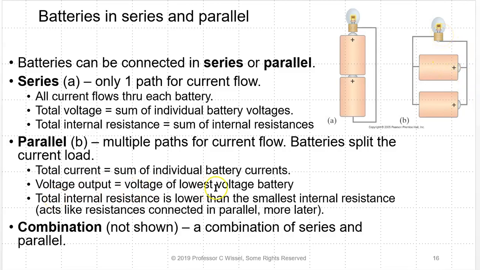The voltage output is the voltage of the lowest voltage battery, and you should never mix different voltage batteries because one will charge the other. So this one is 1 volt and that is 1.5 volt. The light bulb is going to be seeing 1 volt, and this one will be charging that battery, which could cause a problem. The total internal resistance is lower than the smallest internal resistance. It acts like resistances connected in parallel, and we'll talk more about that later.